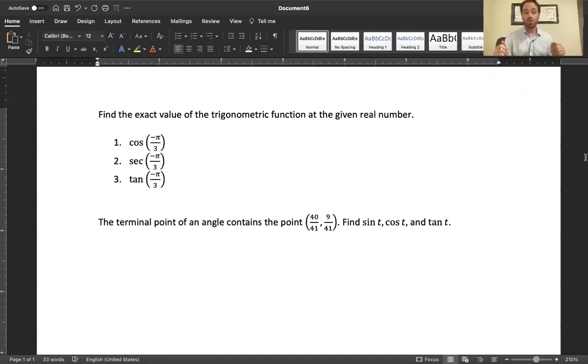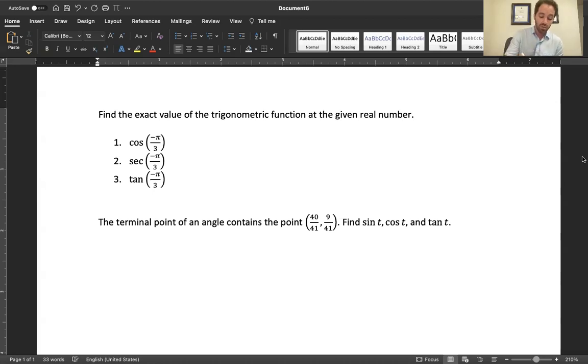Let's do some trig, shall we? We want to find the exact value of the trigonometric function at the given real number in the first set of problems. These ones right here. Now, it's no coincidence that these happen to be the same number over and over, this negative pi over 3 thing. This is chosen from a problem set where it's just the same position over and over, and then you switch positions, you take a bunch of functions of those. But we are going to see how to solve this even if the number kept on changing.